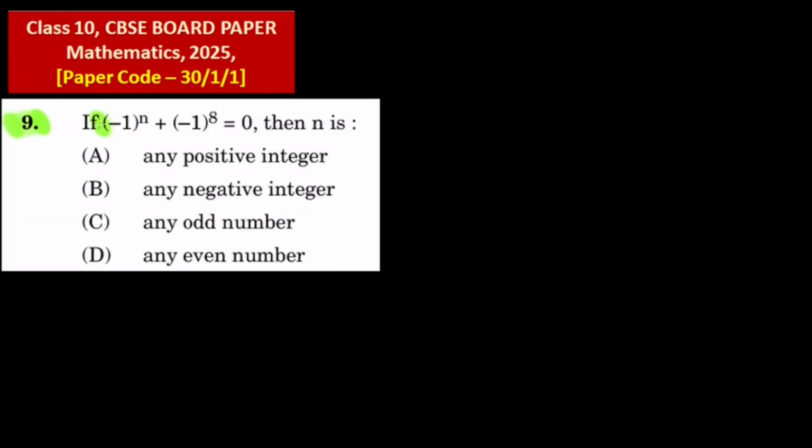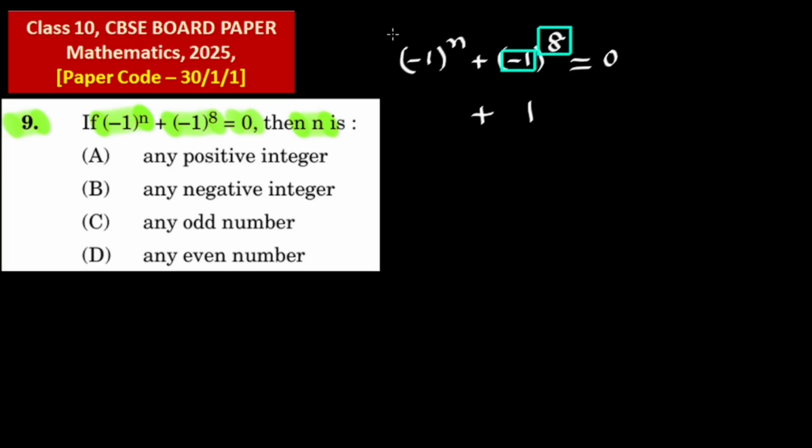Question 9. If (-1)^n plus (-1)^8 equals 0, then we have to find the nature of n from the four options given below. It is given that (-1)^n plus (-1)^8 equals 0. When the sum of two numbers is 0, they are opposite numbers of each other. Now here, base is minus 1 and power is even. Therefore, (-1)^8 will be 1. So, (-1)^n must be minus 1, so that their sum will be 0.